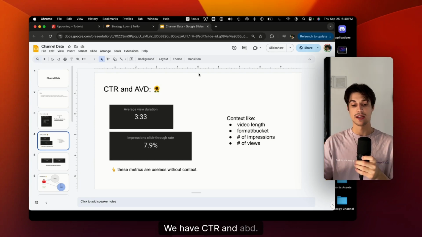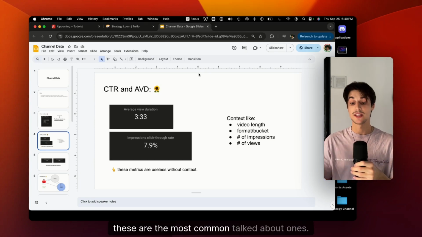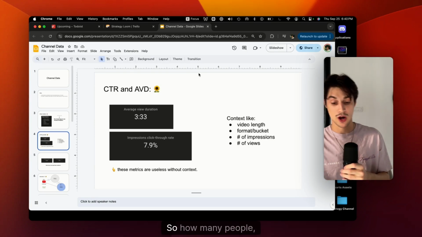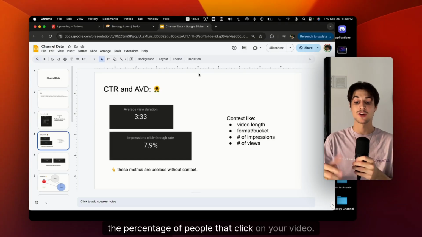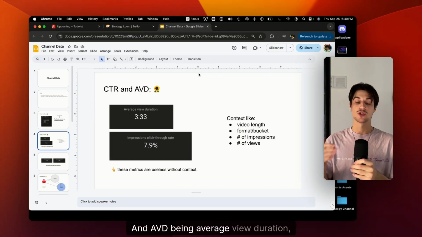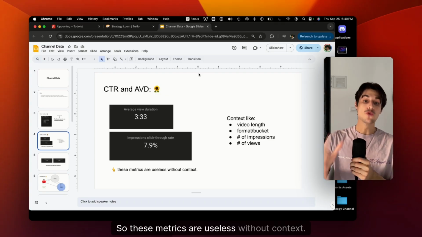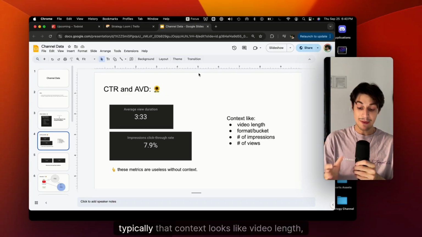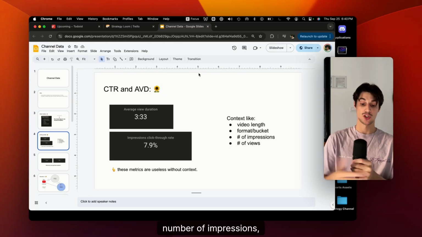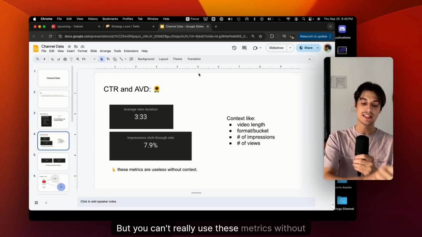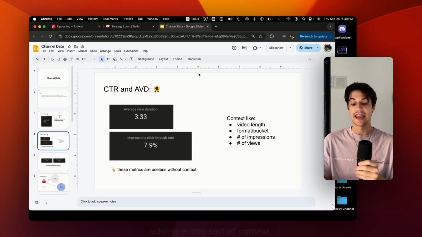We have CTR and AVD. These are the most commonly talked about ones, CTR being click-through rate, so the percentage of people that click on your video, and AVD being average view duration, which is the amount of time people watched your video. These metrics are useless without context, and typically that context looks like video length, format buckets, number of impressions, number of views, but you can't really use these metrics without adding in this sort of context.